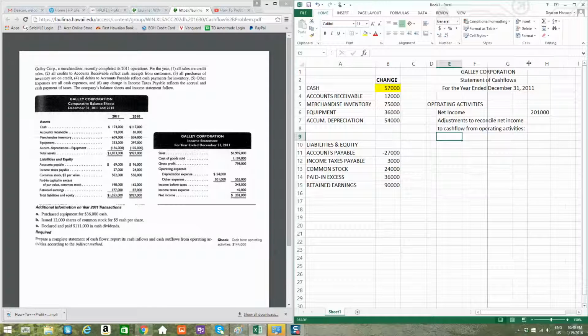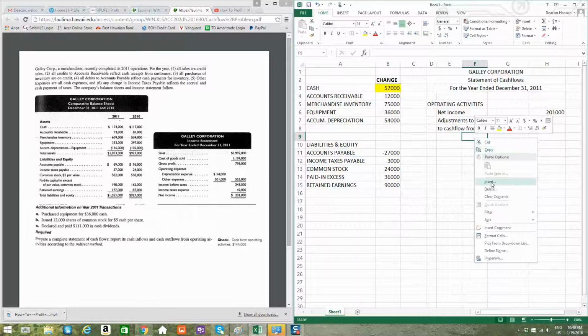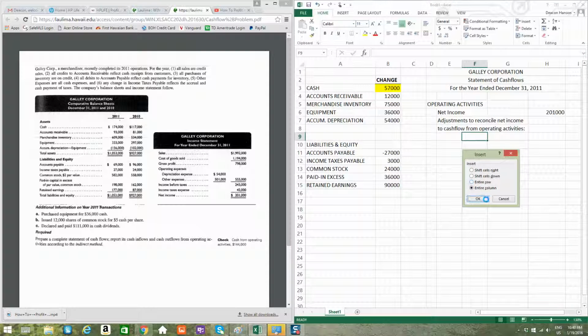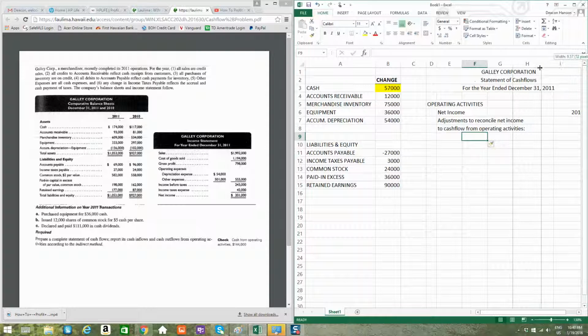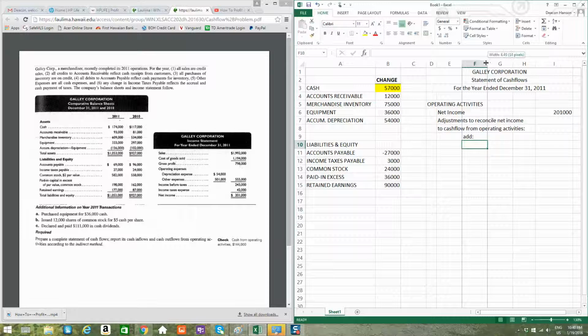Make this a little wider. And we start listing them. And what we could do is we could categorize them. So we could do the adds, then the subtracts. So I'll put another column in here. Pull this back over. And we'll start with the adds. So what do we add back to net income to get to operating cash flow?